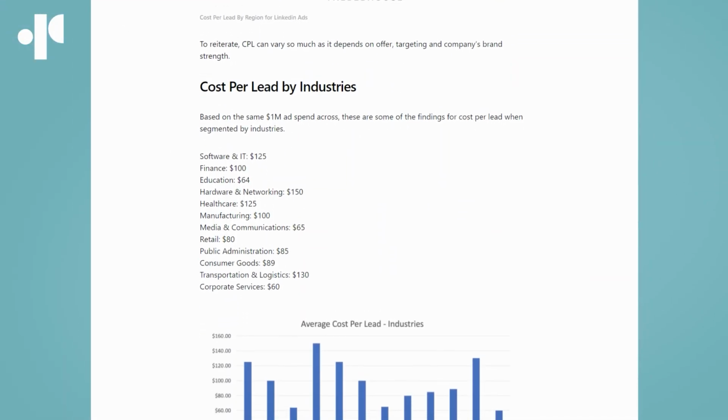In 2023, they spent $1 million on LinkedIn ads over 6 months. It's unclear whether the B2B House included their actual personal costs in their analysis or not, but check out this breakdown of their LinkedIn ads CPL by industry.